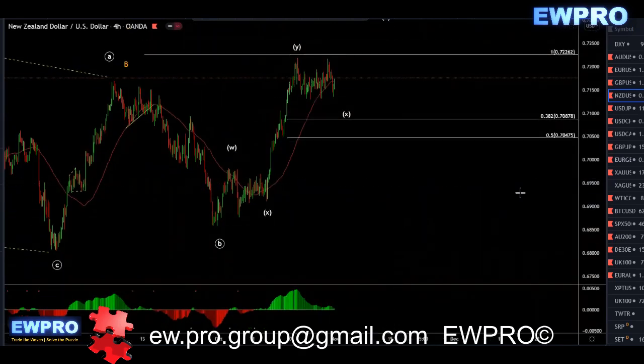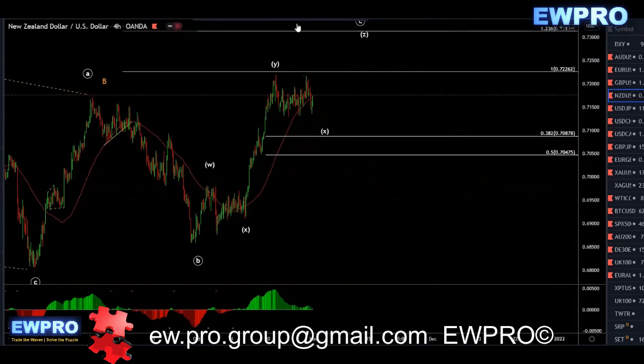On the H4, we're looking for that larger A, B, C, like I explained last week. And we've got a WXY, looking for the X2 down to this 38.2 and then a possible Z up. We still haven't crossed down here. So ideally, we get a little bit more downside in here. And then if you get a bullish setup on the H1, you can look for that Z up. And you'd be targeting the 161.8.